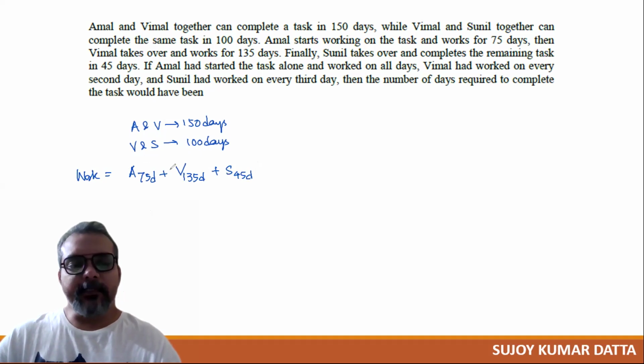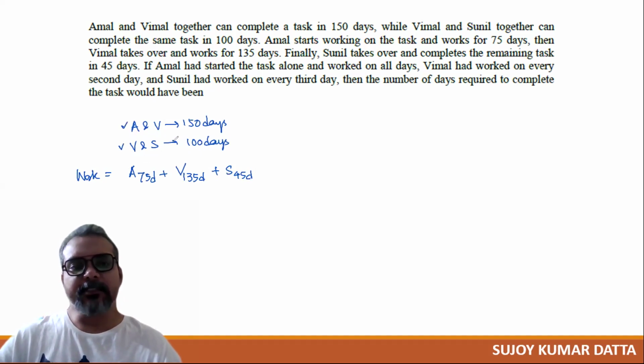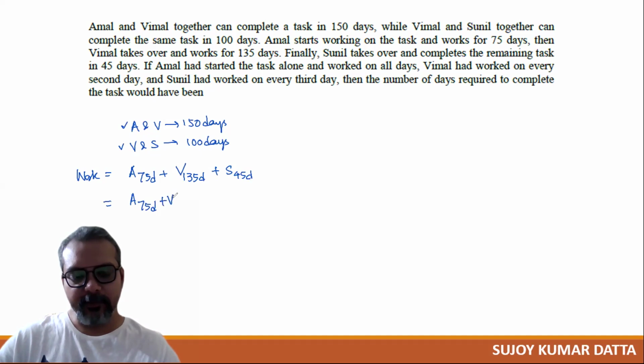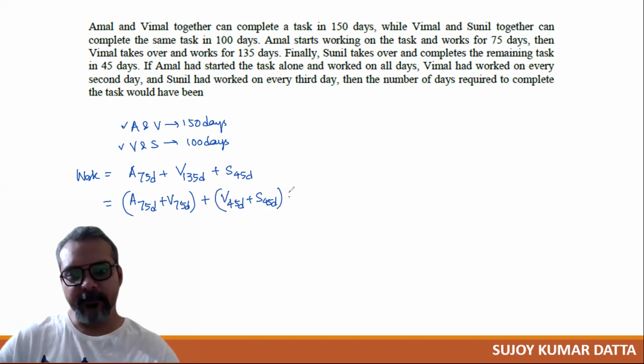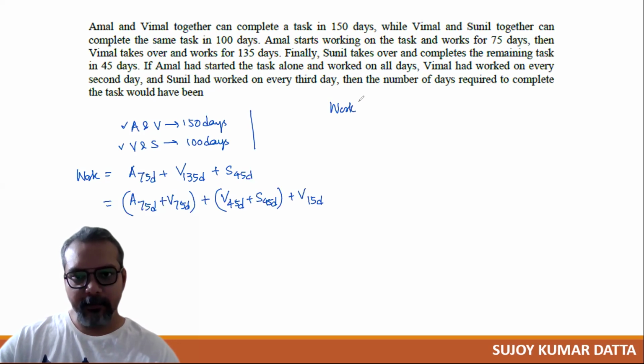Now we'll try to group them in such a way that we can use these two pieces of information. So we can rewrite this as: when A worked for 75 days, let's say V also worked for 75 days. Now V has 60 more days left. Then V worked for 45 days and S worked for 45 days also. Now V has another 15 days left. Now, if that is the case, let us start with the work to be a multiple of 150 and 100. So let's say 300 units.